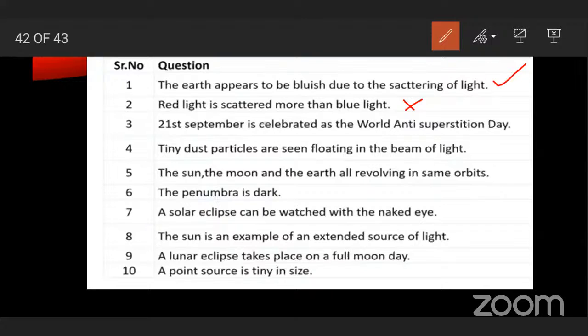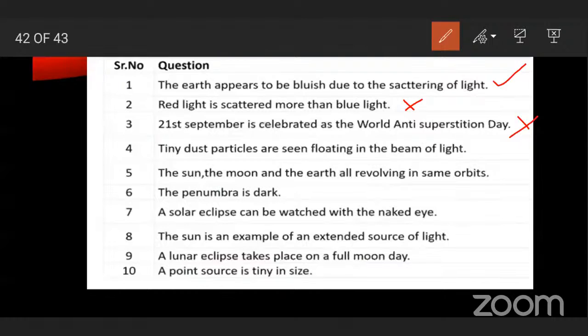21st September is celebrated as the World Anti-Superstition Day. Is it correct? False. Very good. False sentence, because anti-superstition day is celebrated on 13th September. Yes, 13th. Now fourth question.